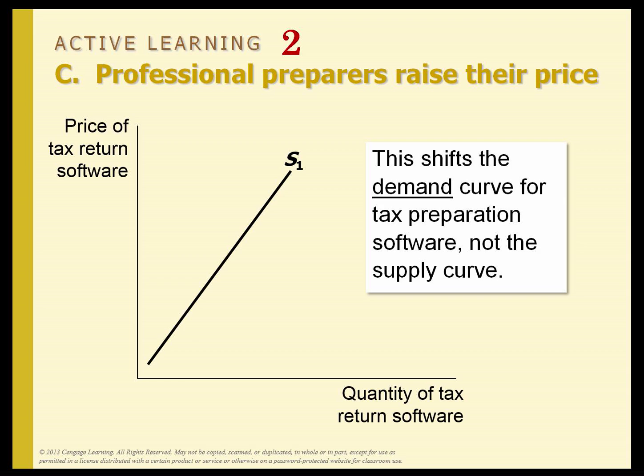I got you. That is going to shift the demand curve, because think about it. This doesn't have anything to do with the people that are making tax return software. Professional preparers are a substitute for tax return software, so you and me as the consumer, we're going to stop going to professional preparers such as H&R Block, and we're going to start using tax return software such as TurboTax.